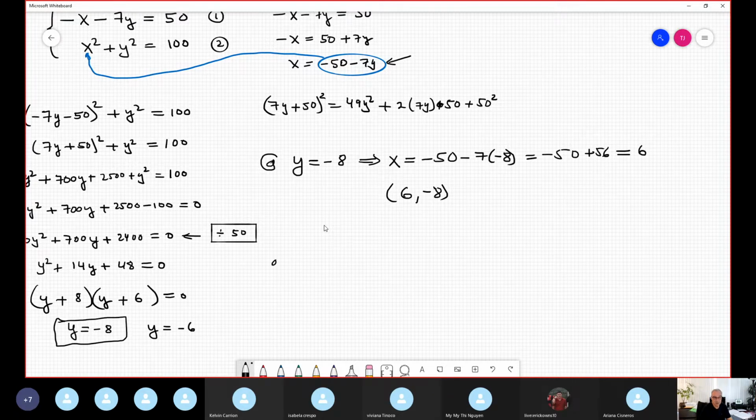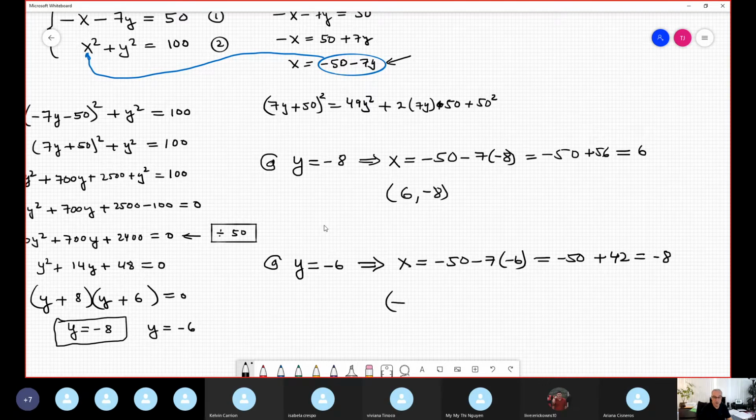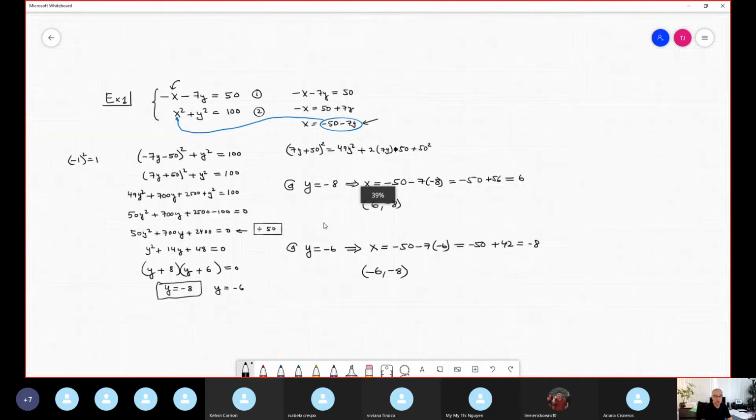Now, likewise, y equals negative 6. x is equal, same expression, negative 50 minus 7 times negative 6. In this case, negative 50 plus 42, so it's negative 8. And the famous point is the point negative 8 comma negative 6. And we found two solutions. The solutions for the system are these.